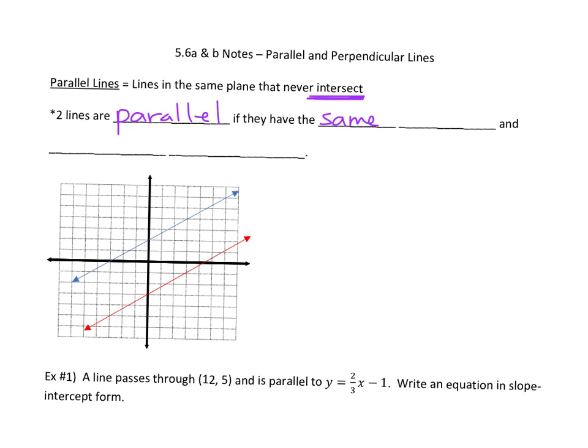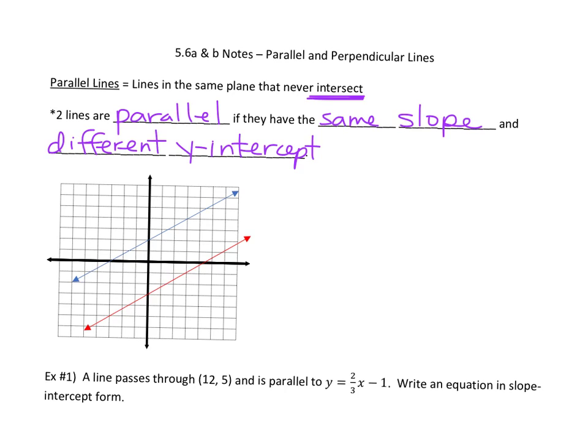No. Think about what you know about lines. Point. Slope. If they have the same slope, they'll be parallel. But they also have to have a different y-intercept. Okay, if you think about that, if they have the same slope and the same y-intercept, what is true of them? That means they're parallel. Not parallel. If they have the same slope and same y-intercept.